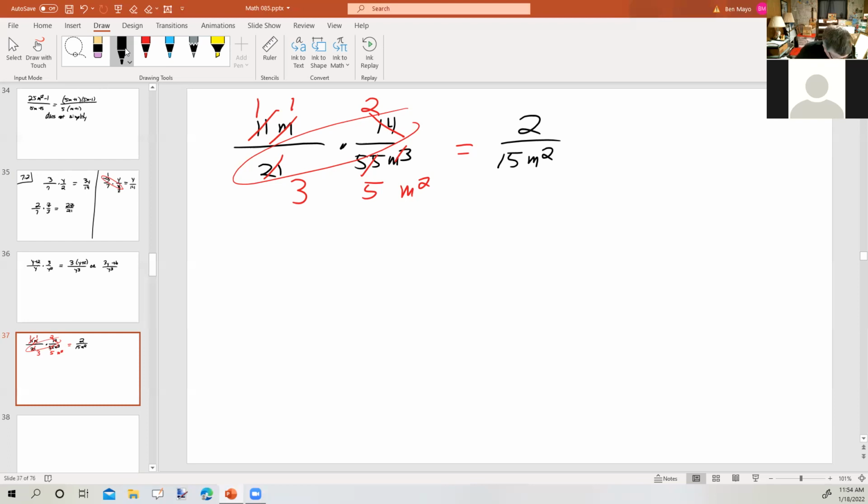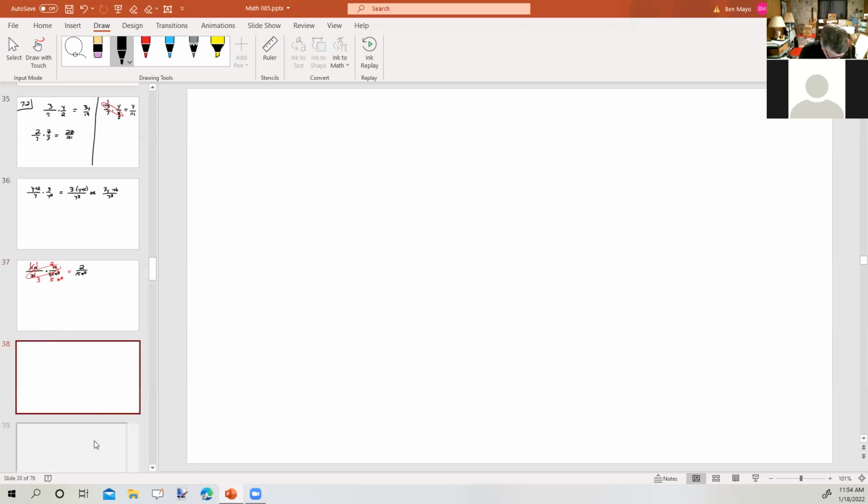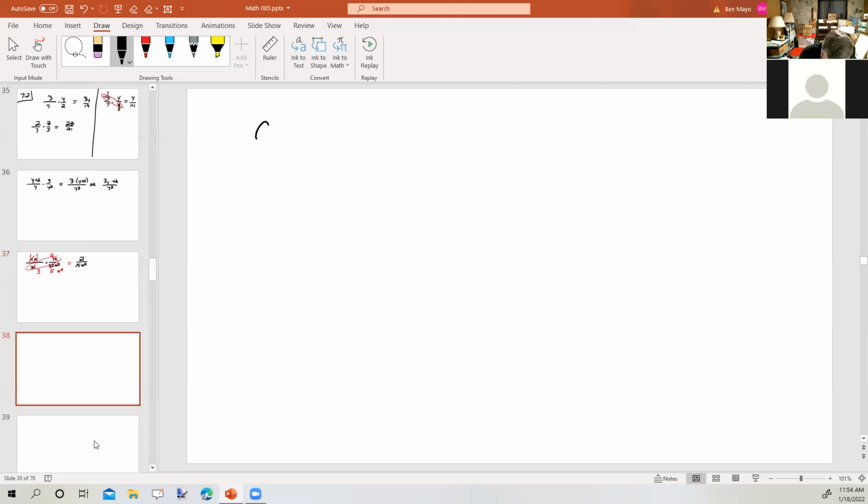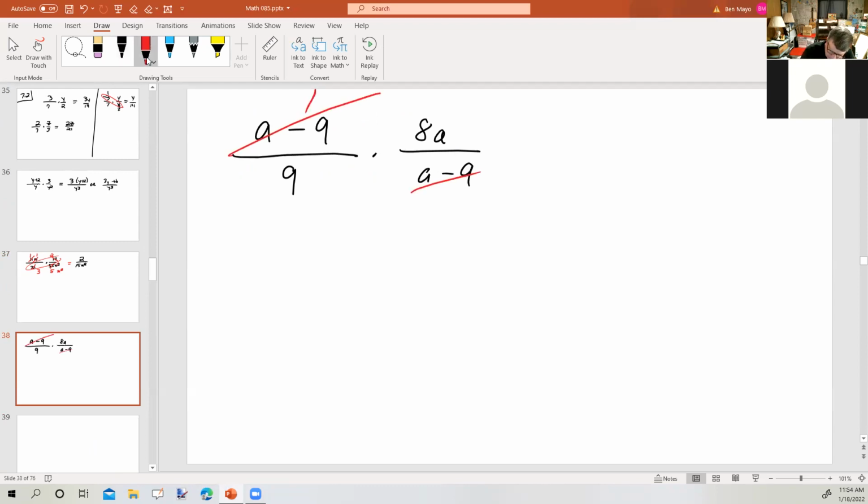All righty. How about this situation? a minus 9 over 9 times 8a over a minus 9. The common factors of a minus 9 reduce out, and we're left with 8a over 9. My a's and my 9's look an awful lot alike. 8a over 9.